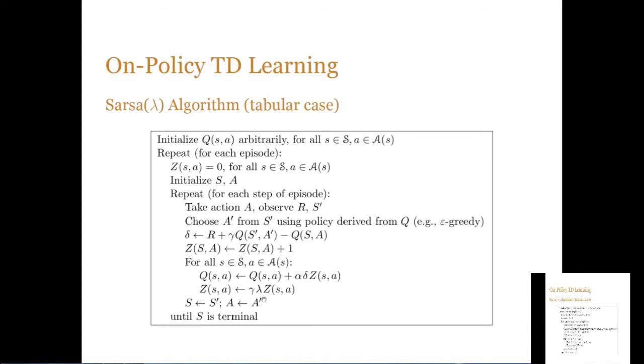It needs to explore again all possible states and actions, and it needs to update the traces and the values of each state and action. And we iterate this until we find a terminal state. Then we can start again. Any questions? So let's recap the idea a bit.